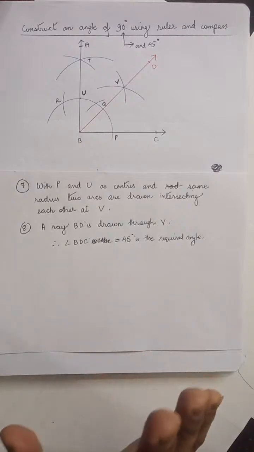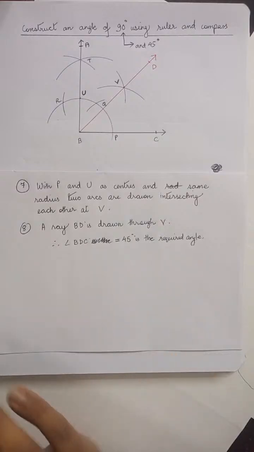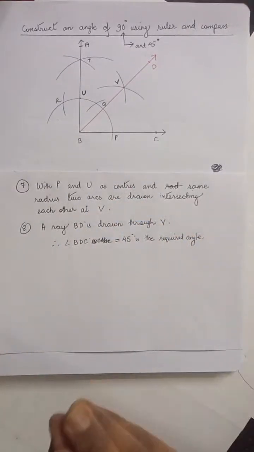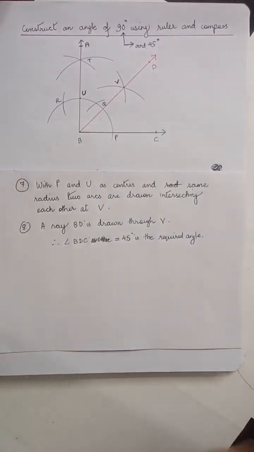Only then we can draw 35 degree. So angle bisector is a very useful tool. Okay, so let me show one.